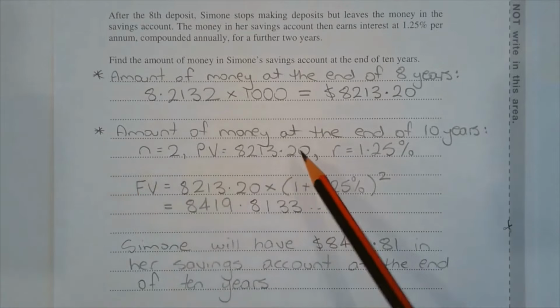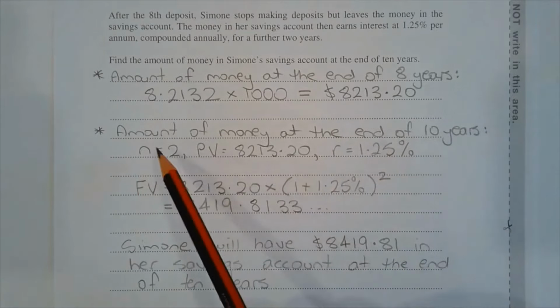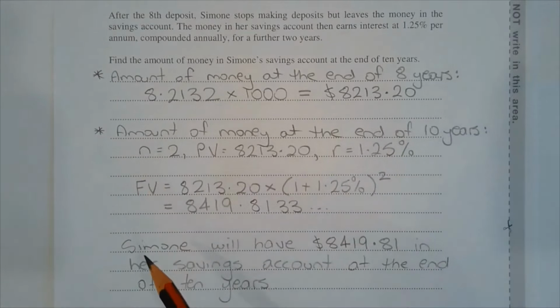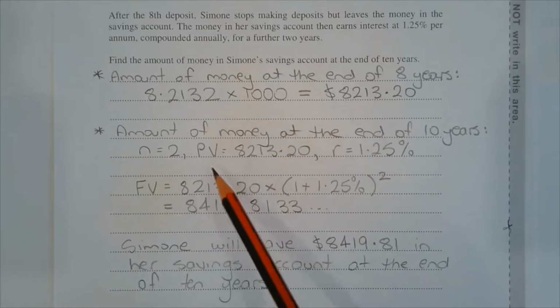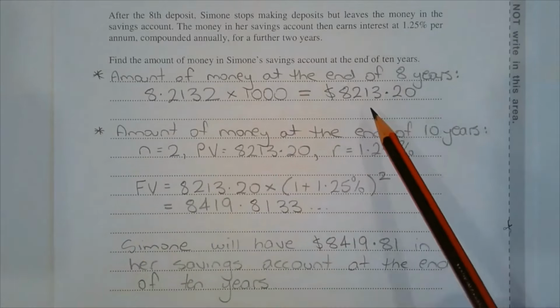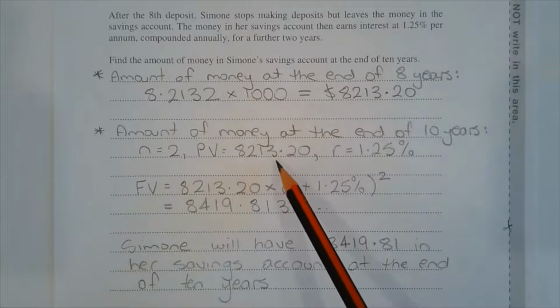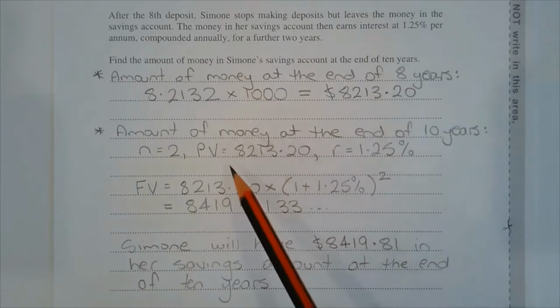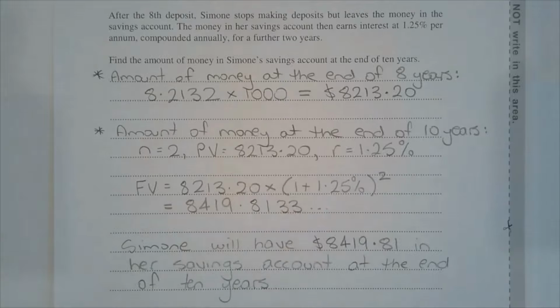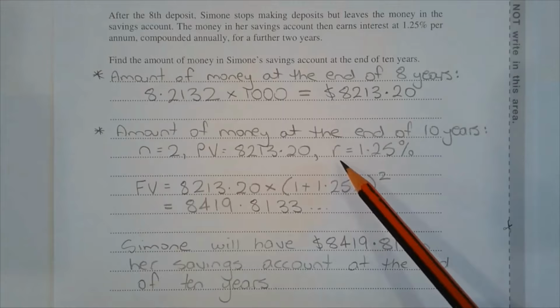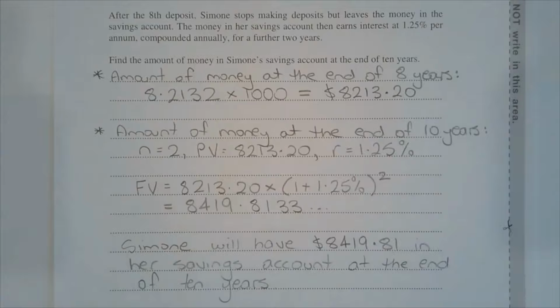Now the amount of money at the end of 10 years, we have n equals 2, since it's 2 more years after the 8 years. The present value is taken from the result of the first part of the solution, which is $8,213.20. So that's how much Simone has in the account at the start of the 2 years where she's not making any deposits. And the interest rate per annum is 1.25%.